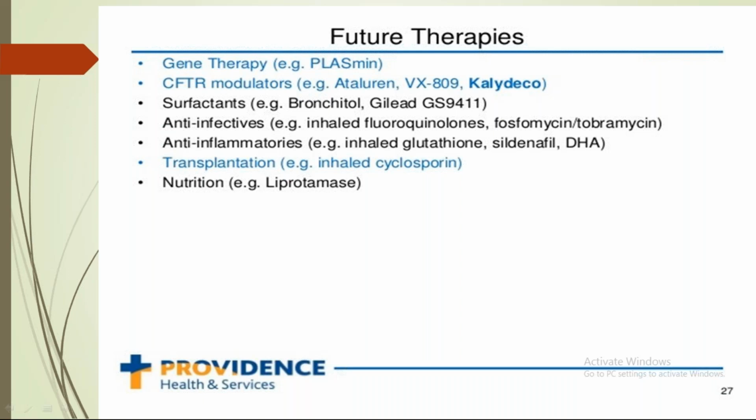And as there is atelectasis, we'll go for surfactants like Bronchitol. As these patients are most prone to infections, we'll go for inhaled fluoroquinolones. These are under trials. There are no inhaled fluoroquinolones at present. And fosfomycin and tobramycin, these are the aminoglycosides. And anti-inflammatories in inhaled form, like glutathione and sildenafil and DHA. And transplantation. Inhaled cyclosporine. And coming to nutrition, liprotamase.